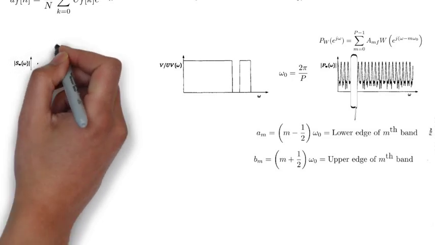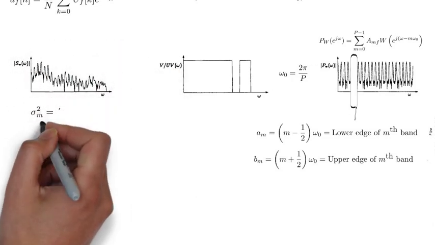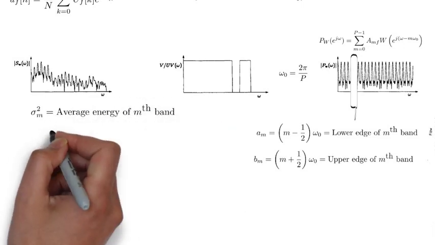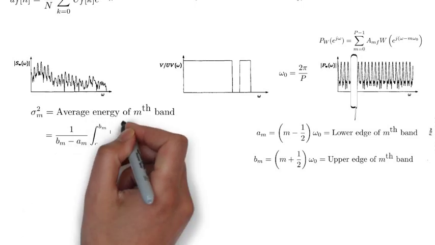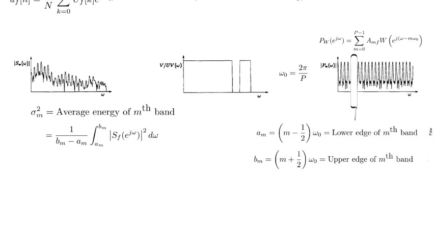And then in order to calculate the variance of the mth band, we're just going to take the input speech spectrum and we're going to average the energy in that band. So we're going to take the magnitude squared of the input speech spectrum and just average it from A sub m to B sub m. In practice, of course, this isn't done with an integral. This is done by adding up bins in the discrete Fourier transform. And so we get a model that looks like this.